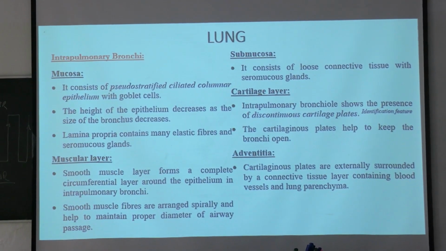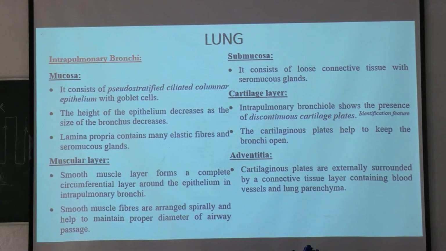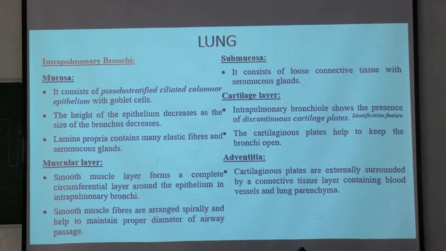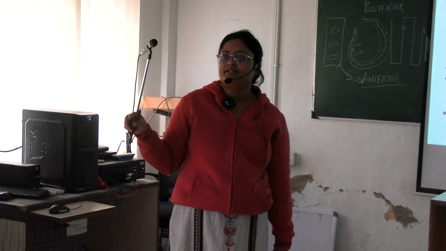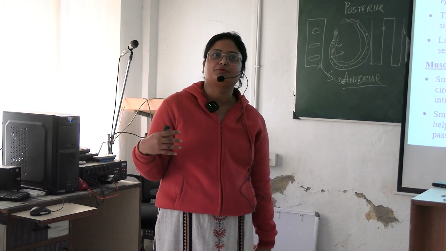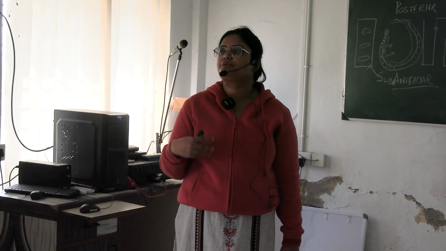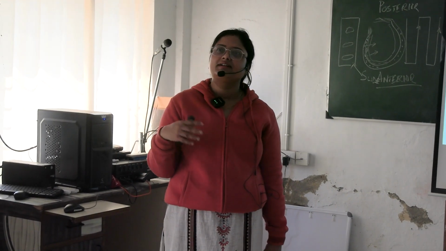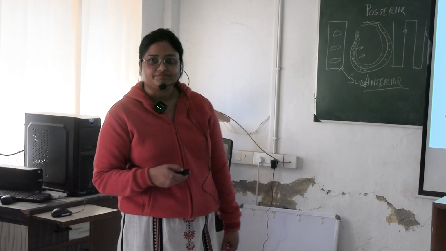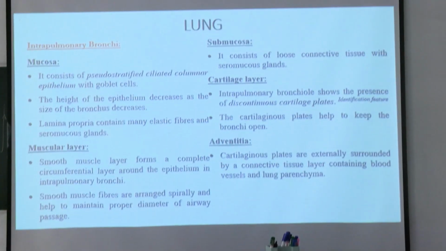In the conducting part you need conduction of air and removal of foreign bodies and mucus from the respiratory tract, and in the respiratory part you mainly need gaseous exchange. So cuboidal to squamous epithelium is present in the areas where gaseous exchange is occurring. Okay, understood? So we will be discussing the intrapulmonary bronchi.